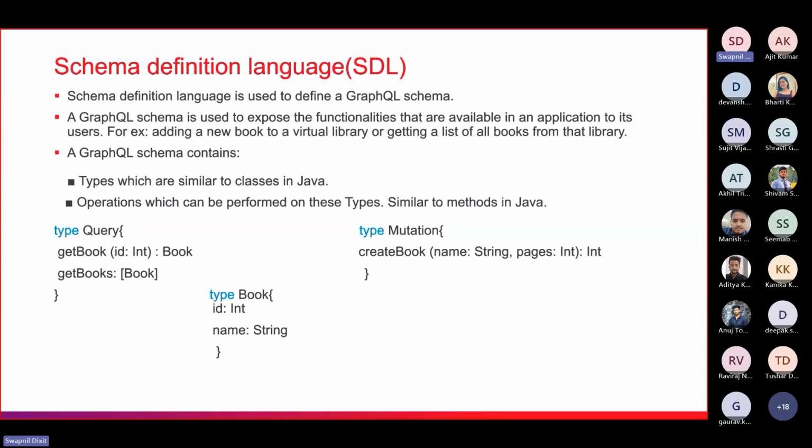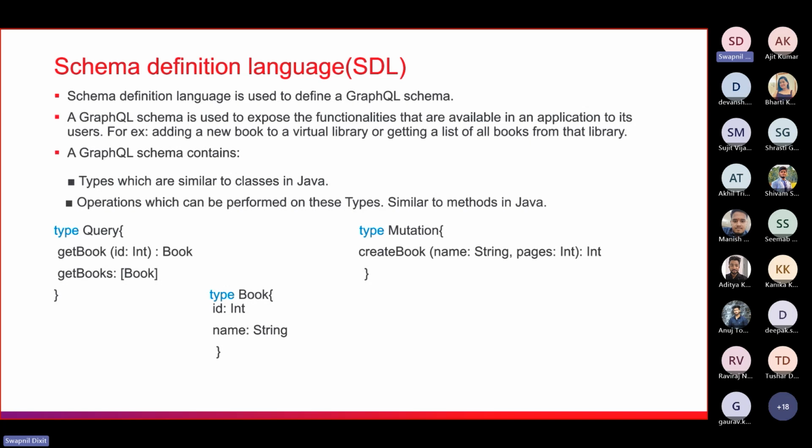Next is Schema Definition Language. Schema Definition Language is used to define a GraphQL schema. In GraphQL, the schema plays a very important role. The schema is used to expose the functionality that is available in an application to its users. For example, adding a new book to a virtual library, getting a list of all books from that library, or deleting a particular book from a library.